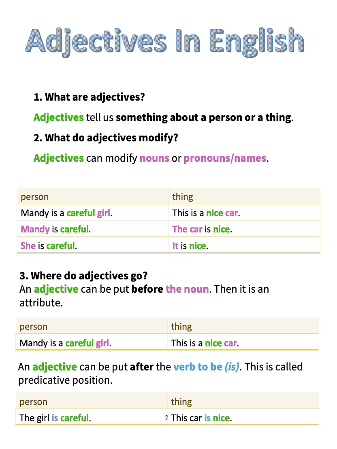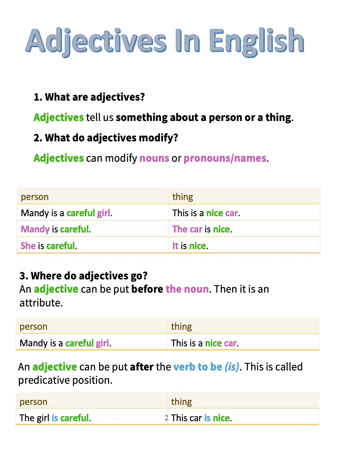Now for the thing. This is a nice car. Or you can say this car is nice. You see the difference between these sentences, but they all mean the same. They all mean this car is nice. Or it is nice.